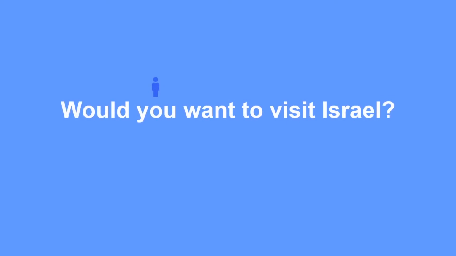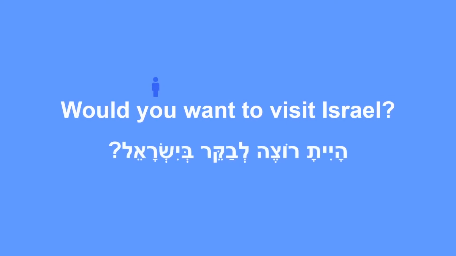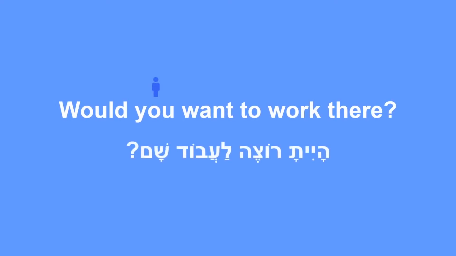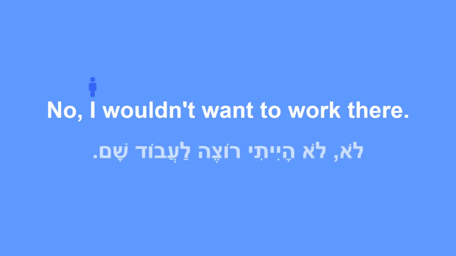Would you want to visit Israel? היית רוצה לבקר בישראל? I would want to visit Israel. הייתי רוצה לבקר בישראל. Would you want to work there? היית רוצה לעבוד שם? No, I wouldn't want to work there. לא הייתי רוצה לעבוד שם.